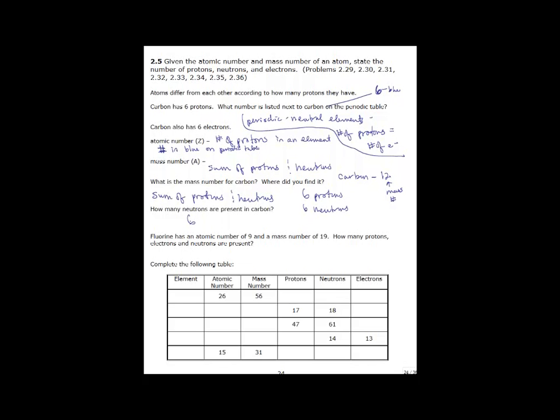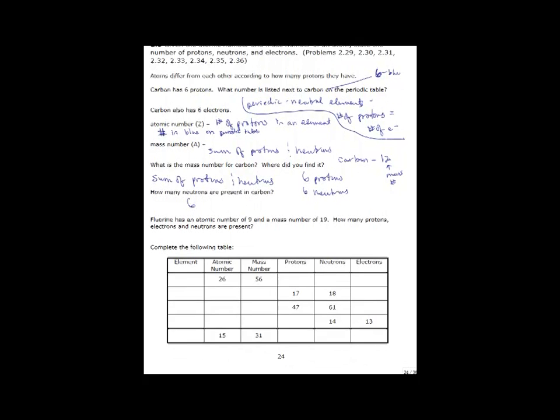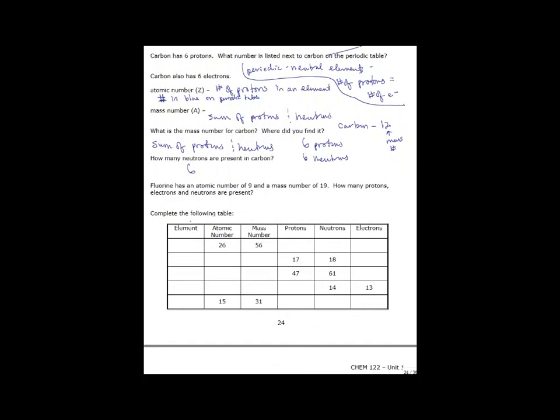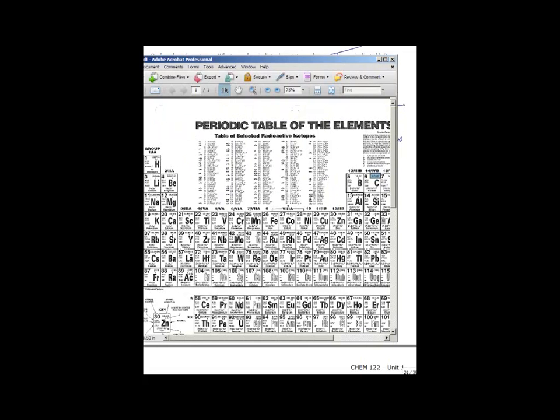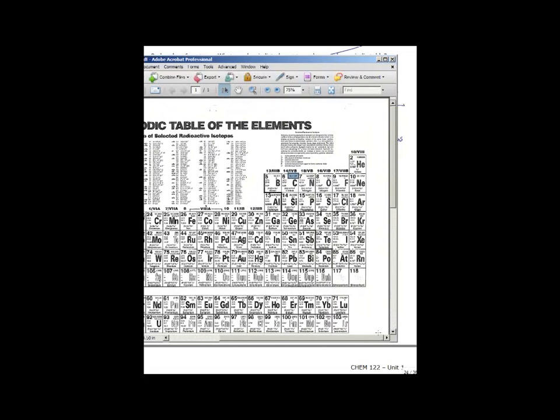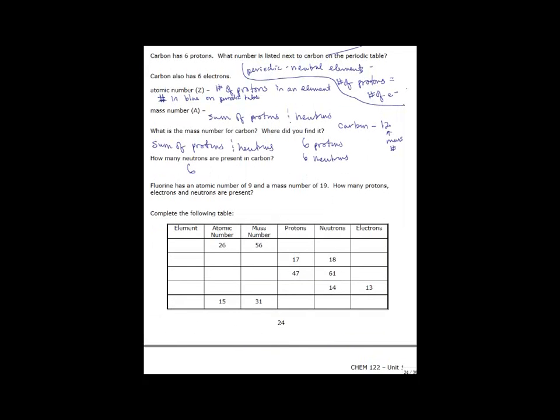All right, so moving on, we're going to work some problems where this will be easier to work. So fluorine has an atomic number of 9 and a mass number of 19. So I've given you the mass number. I've also given you the atomic number. We can double check this on our periodic table. Fluorine does have an atomic number of 9. We wouldn't know the mass number unless it was given, which I did give it to you.